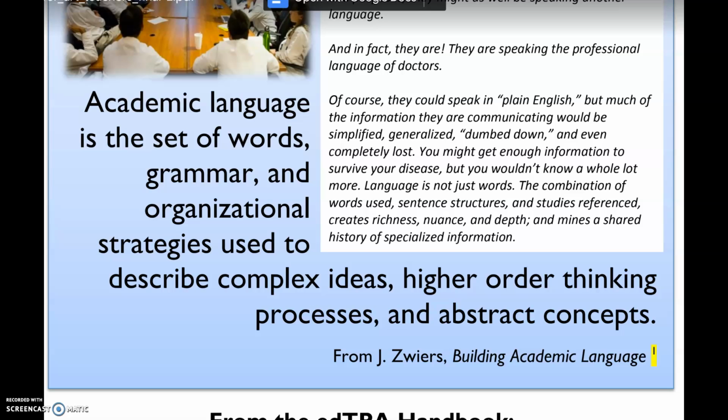Hi, so today we're going to be talking about academic language, and I'm going to just read this quote really quick. It's from Jeff Zwires, who wrote our Academic Conversations book. Academic language is the set of words, grammar, and organizational strategies used to describe complex ideas, higher order thinking processes, and abstract concepts.